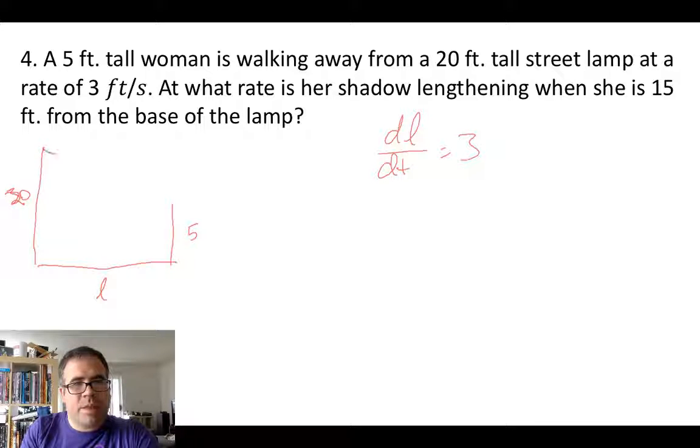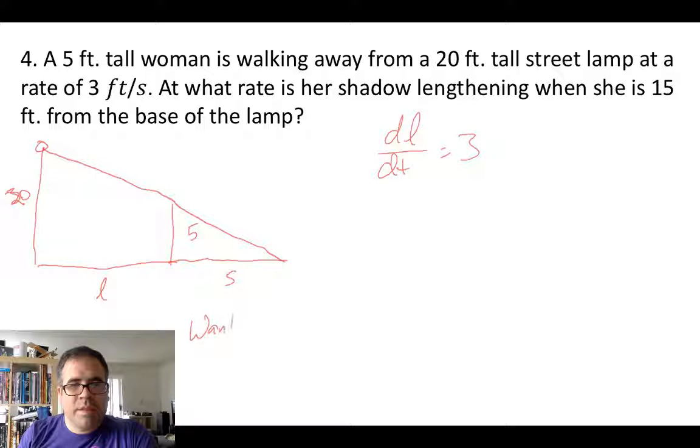So let's draw in light from this lamp. The top of her head casts a shadow on the ground. Here, from her feet to this tip is the length of the shadow. We'll call that S. So we want to know dS/dt.